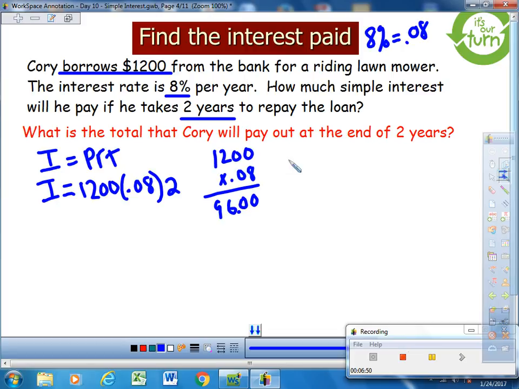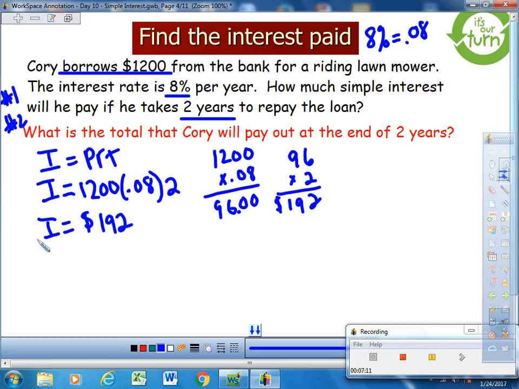So $96. Remember, you can drop those zeros when you're doing the next multiplication. Times 2. So $192. So your interest is $192. So that's question number 1.